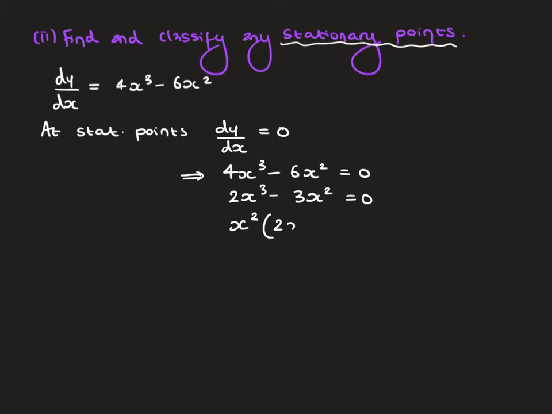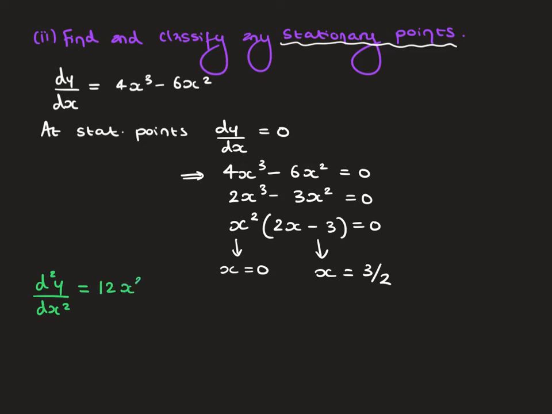Factorise instead, so we get this, and we then straight away see that we have a repeated root at x equals 0, and then x equals 3 over 2, a single value there. Now I'm going to aim to classify these by using the second derivative first of all. It's a valid method, we just have to be careful if the second derivative works out to be 0. So this gives me, for the second derivative, 12x squared minus 12x. And let's investigate both of these points.